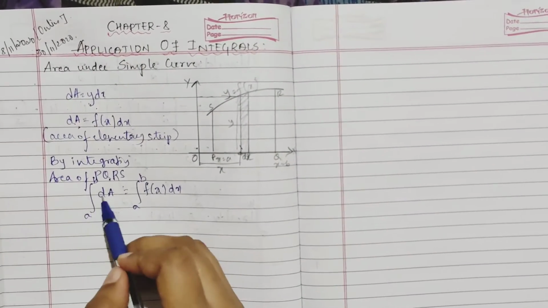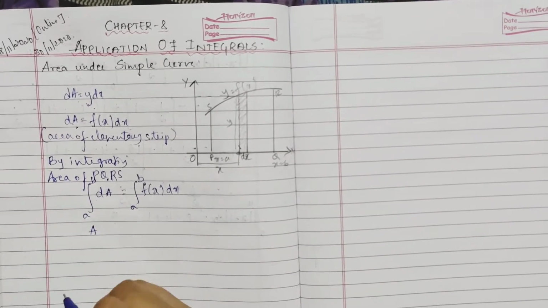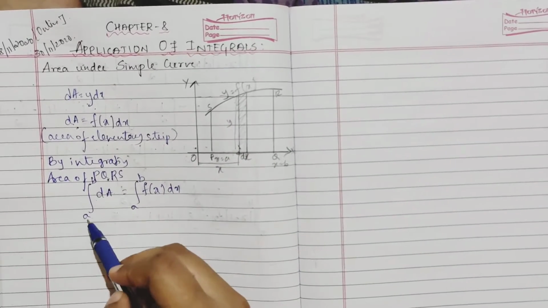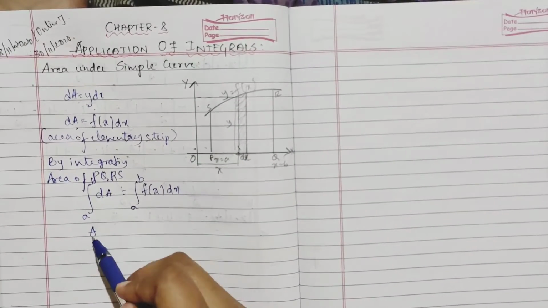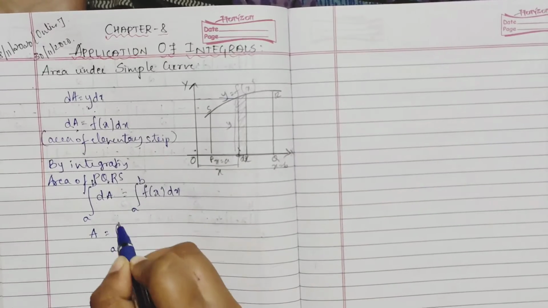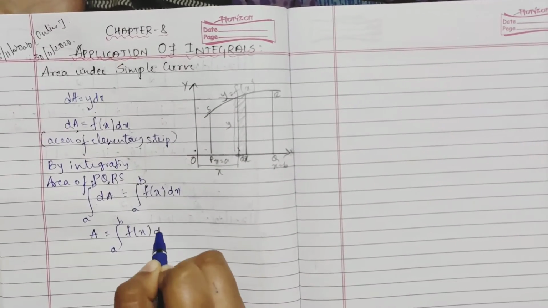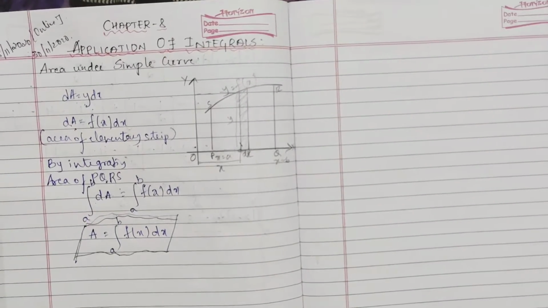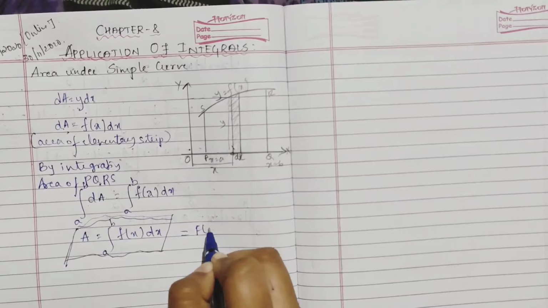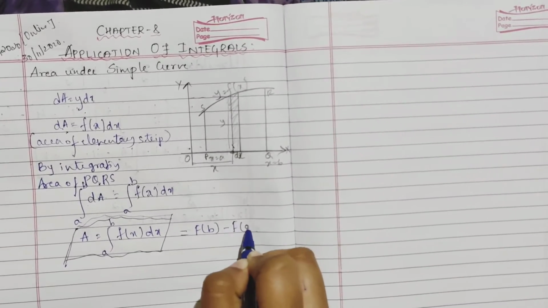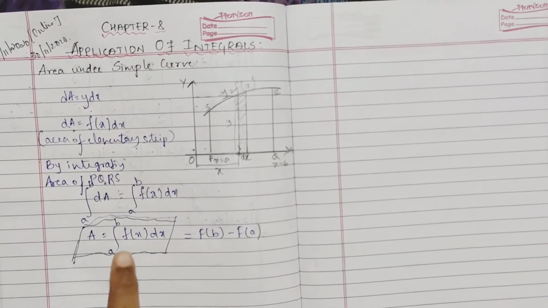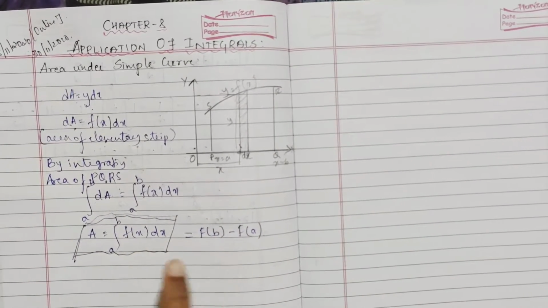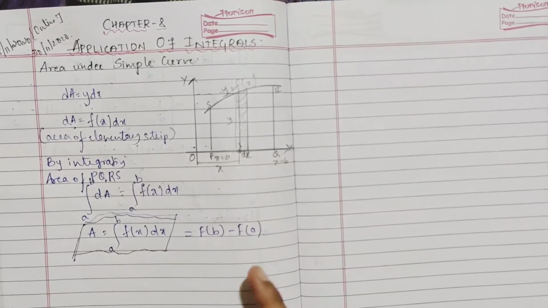When you integrate dA, it becomes A. Integrating means that the many strips between a and b are added up, so you will get A, which is the integral from a to b of f of x dx. In short, it becomes F of b minus F of a, by the fundamental theorem. By this also you will get the area only; in any way you find it, you will get the same.